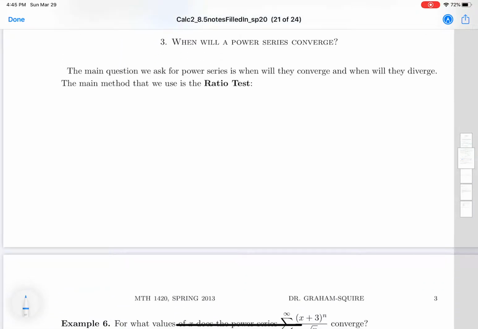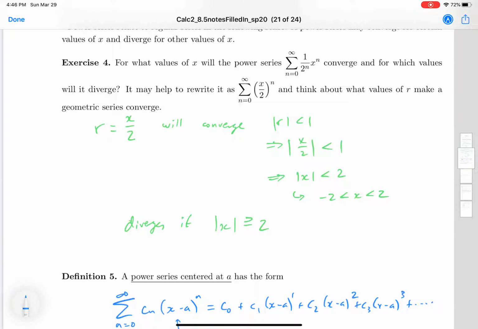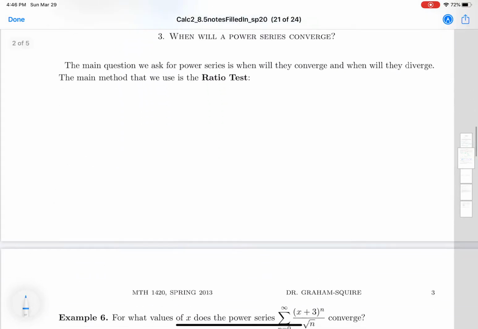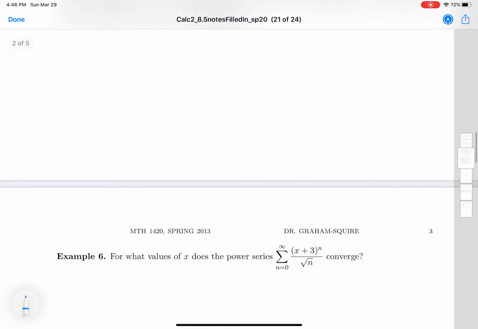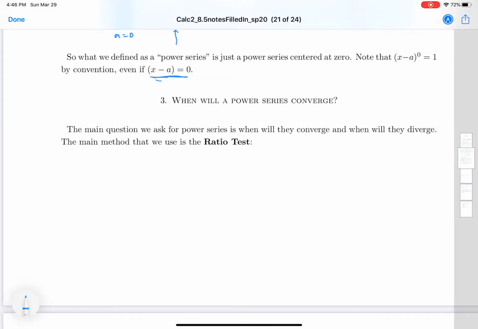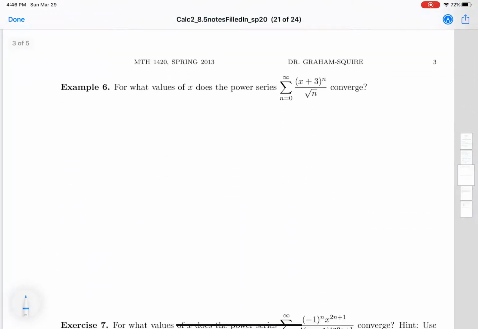So the big question that we want to talk about with power series is when will they converge and when will they diverge? In particular, like we did up here, for what values of x is a particular series going to converge, and for which values of x will it diverge? There are some, like the one we saw above, where we could use geometric series, but usually what we use is the ratio test. So for what values of x does this particular power series converge?